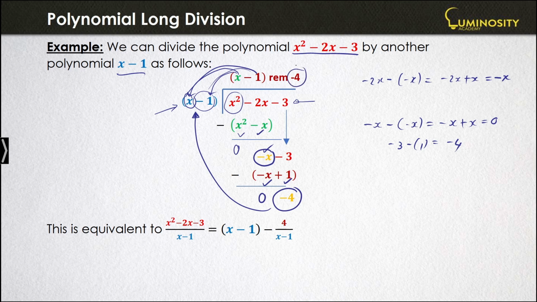So what does this mean? Mathematically, this means that if you do x squared minus 2x minus 3, all divided by x minus 1, you are left with an entire whole part of x minus 1, plus a remainder of negative 4 out of your divisor, x minus 1. And we can see that this expression is equivalent to this original quotient here.